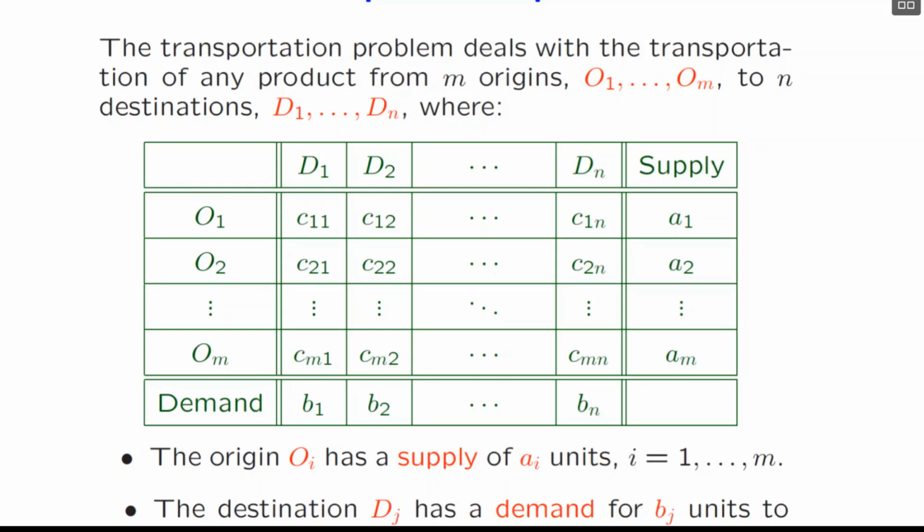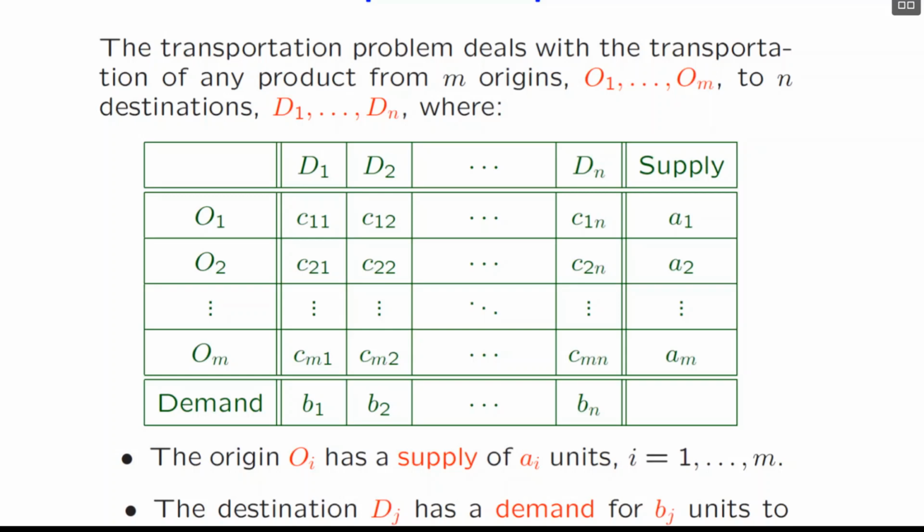Suppose there are m origins O1, O2, ..., Om and n destinations D1, D2, ..., Dn, where the cost of transporting one unit item from origin 1 to destination 1 is C11. Similarly, the cost of transporting one unit of item from origin i to destination j is Cij.